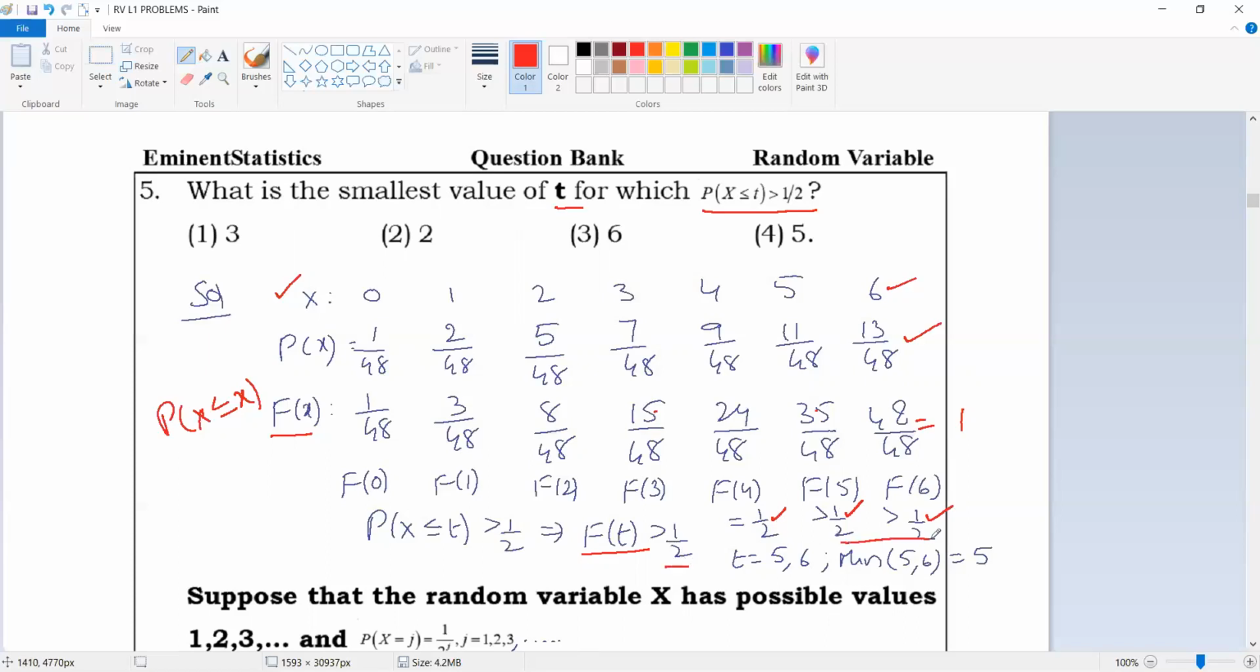More than half is given by 2 x values. One is x is 5, other x is 6 here. So now t values are 5 or 6. Out of these two values, which one is minimum here? Minimum of 5 comma 6 is 5. Your answer is 5. For what value of t is the CDF value more than half? So t value is 5. Definitely CDF value is more than half.